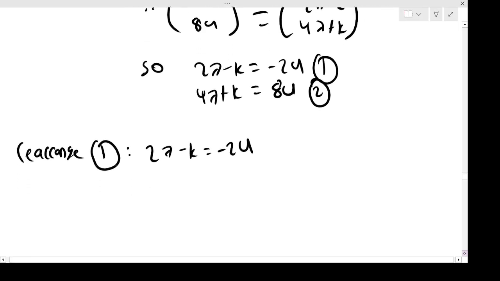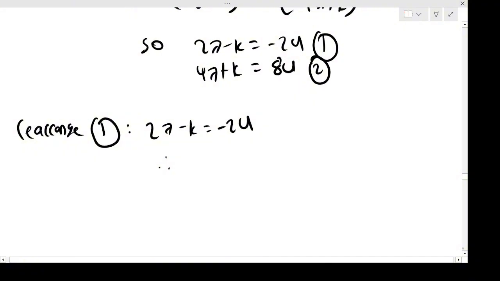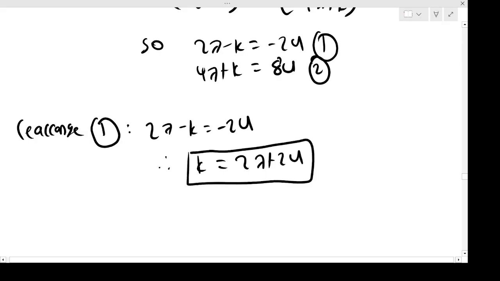It's probably best to solve for k, right? It's pretty simple. I can just add k to both sides. So k, hopefully you can see, is going to be 2 lambda add 2u. And there we are. Hopefully you're happy with that.